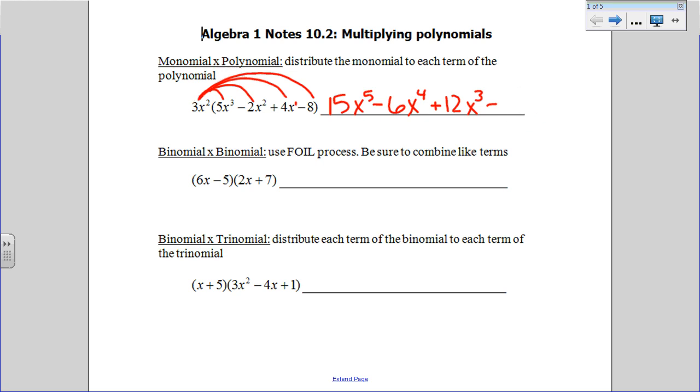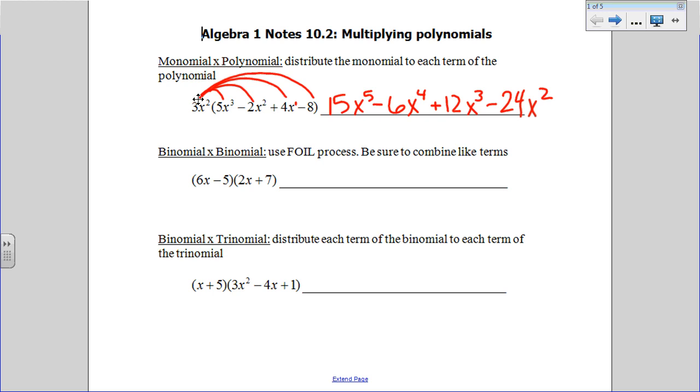Did I say negative 24, guys, and just wrote the 8 down? All right. Okay. I had negative 24 in my head. It never came out of my mouth. Sorry. All right. So any questions on distributing, guys? That should go pretty smoothly, correct?